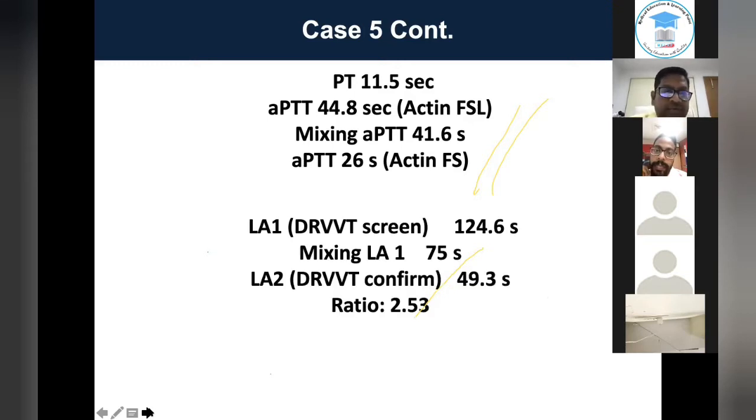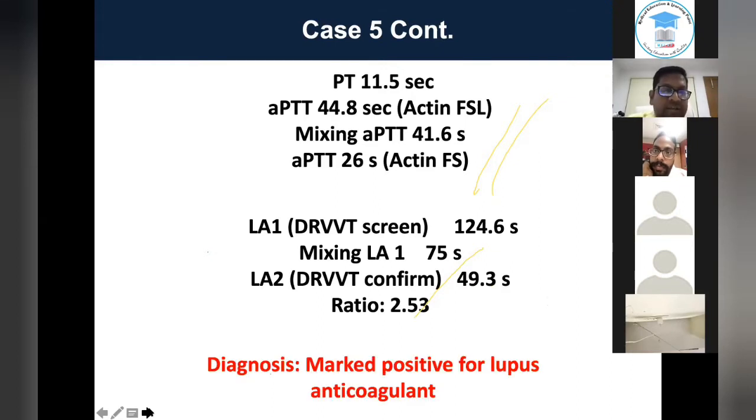So we advised lupus testing by DRVVT, that is dilute Russell viper venom testing. Screen is prolonged, mixing of the screen or LA1 is also prolonged, and did not correct. We did a confirm test, that gets corrected, and the ratio is 2.53. So actually the patient was suffering from marked positive lupus anticoagulant.